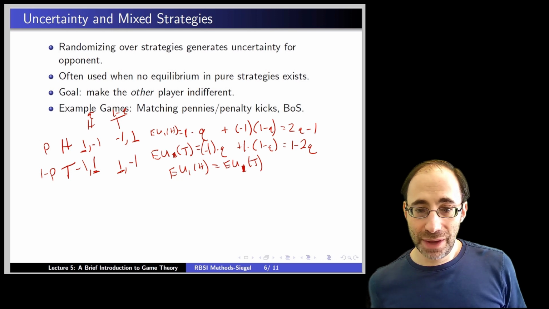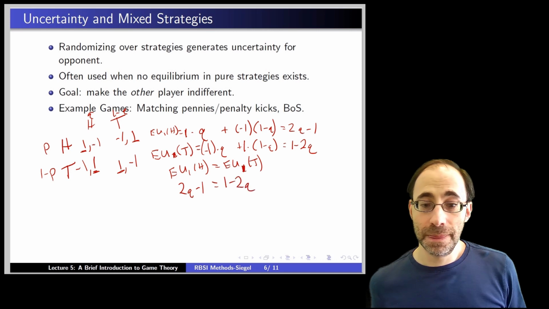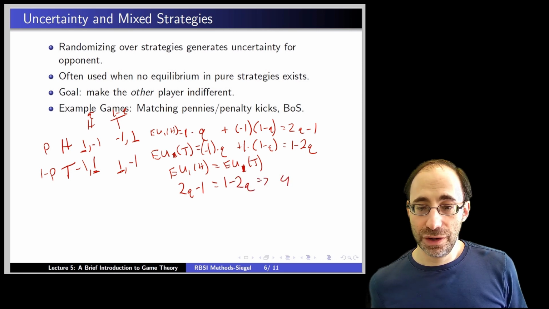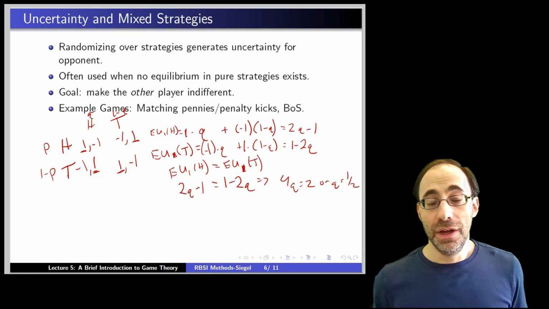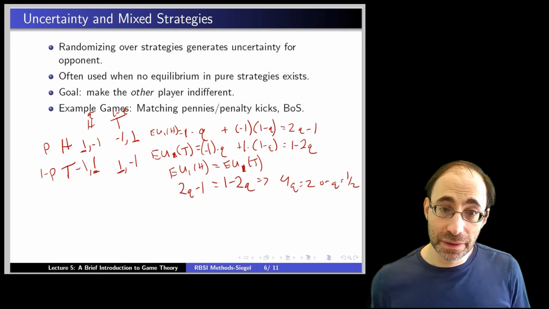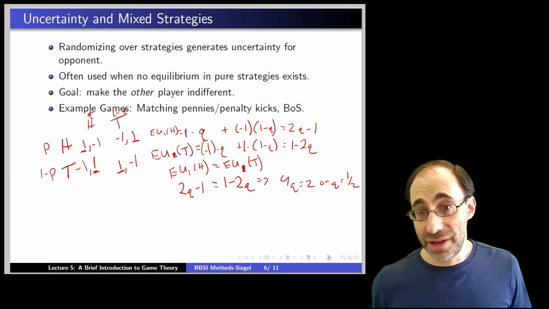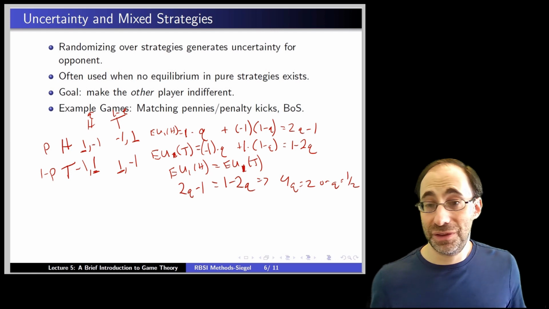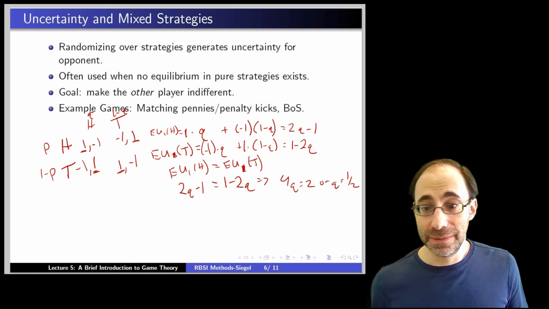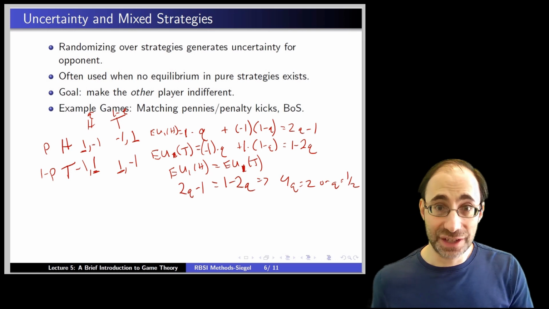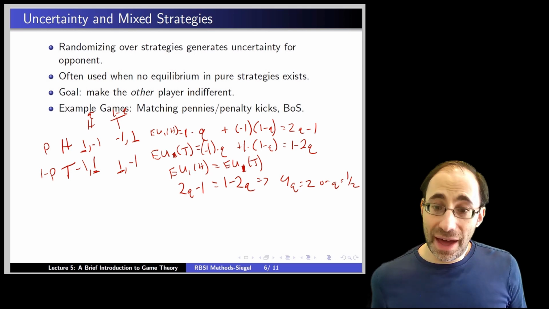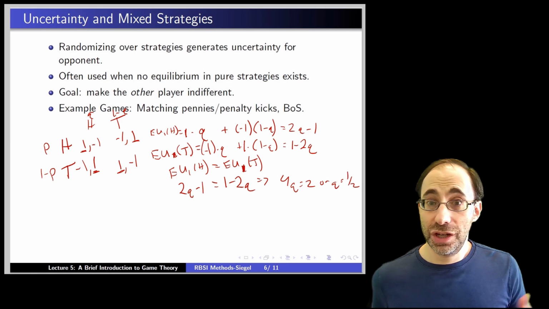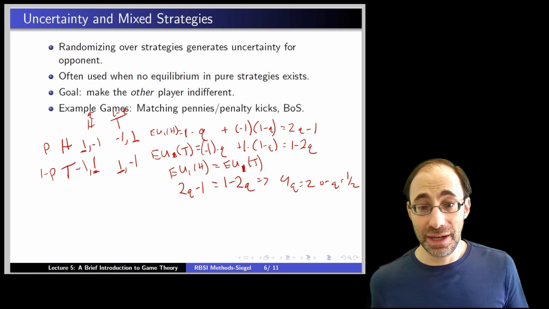Okay, so how does this work? Well, we have 2Q minus 1 equals 1 minus 2Q. That ends up being 4Q equals 2, or Q equals a half. So now we know that player 2, to make player 1 indifferent, must play heads half the time and tails half the time. And you see that's why it's chosen this way. The payoffs are 1 or negative 1, so you end up with Q equals 1 half, and it is indeed flipping coins. But that's not required. You could have different things than a half. So that is what we need to make player 1 indifferent. Choosing Q equals a half makes player 1 indifferent between choosing heads and tails.